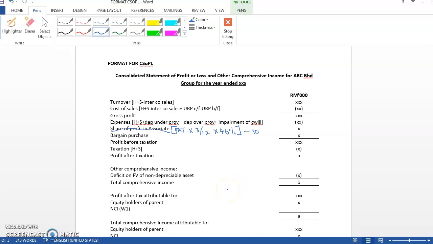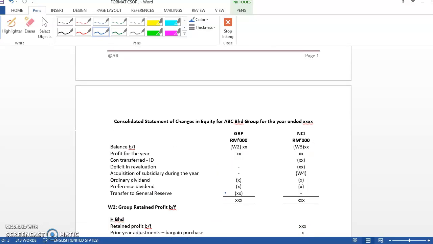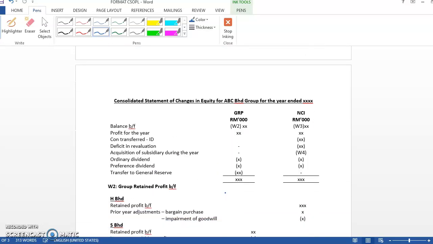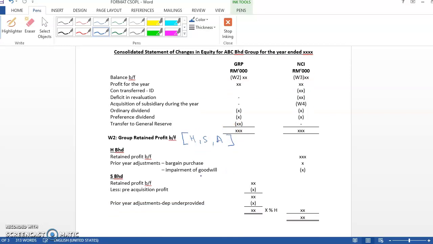Another place where we adjust the associate in the SoP is in the working number 2 under your group retained profit brought forward. Okay, for example here, this one consists of holding, subsidiary, associate. Okay, if you have any associate at the beginning of the year, it will be put here under working number 2.